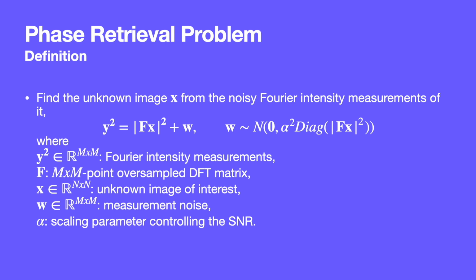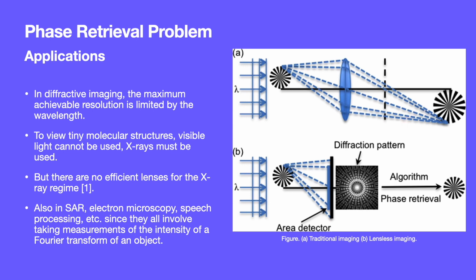I used the m equal to n setting for uniqueness guarantee up to trivial ambiguities. This problem is important since the intensity of a Fourier transform of an object is measured in many applications. For example, to view tiny molecular structures, due to the diffraction limit, we should use X-rays, but we can't use lenses for that regime. One way to solve this problem is coherent diffractive imaging.